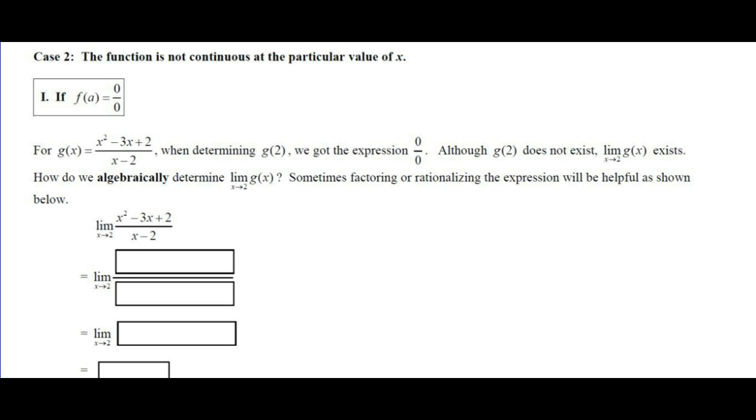The function is not continuous at a particular value, but if you evaluate it, you get 0 over 0. So remember g of x? G of x evaluated to 0 over 0, and it had a limit. So for g of x, x squared minus 2x plus 2, when determining g of 2, we got the expression 0 over 0. Although g of 2 does not exist, the limit does exist. How do we algebraically determine the limit? Sometimes factoring, or rationalizing the expression. And that might mean rationalizing the numerator, not the denominator. So that's why we did that rationalizing stuff, rationalizing the numerator.